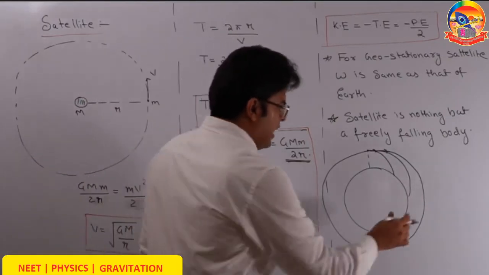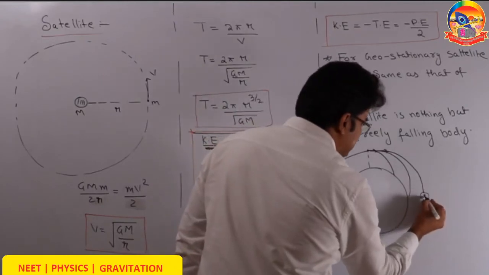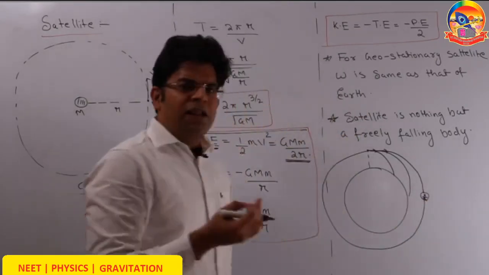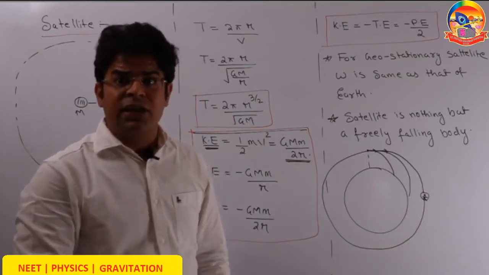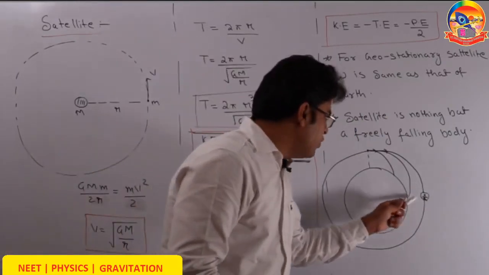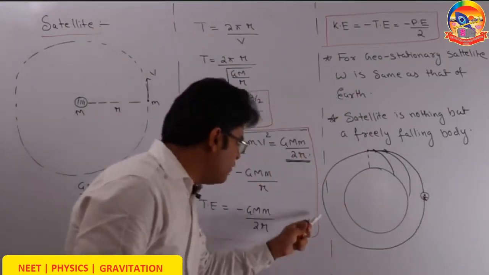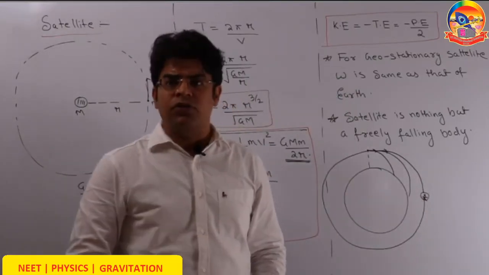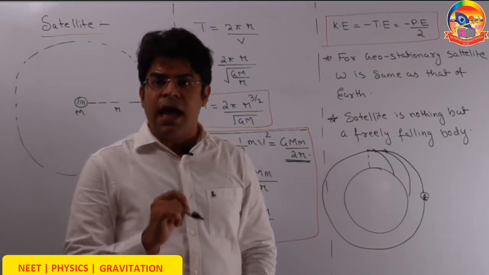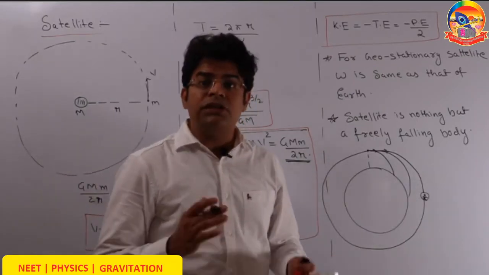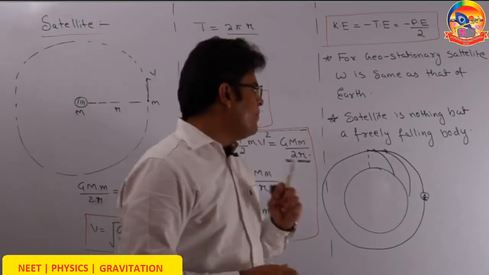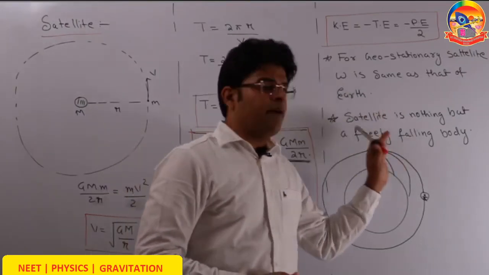Question is, if there is an astronaut inside the satellite, does Earth apply force on that astronaut? The answer is yes, it applies. If the Earth won't apply the force on the astronaut, why will the astronaut revolve around the Earth? The Earth applies a force. But the g effective, the apparent value of g observed by this astronaut, is 0, because it's a case of free fall. So remember that a satellite is nothing but a freely falling body.